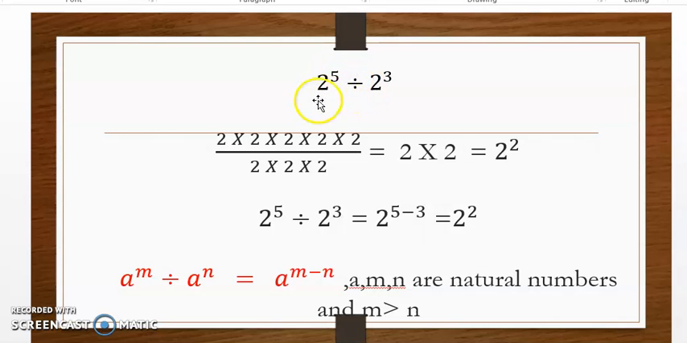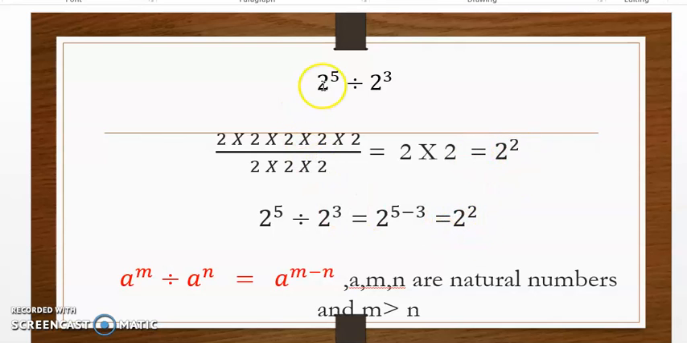So we have 2 to the power 5 divided by 2 to the power 3. So 2 to the power 5 is 2 into 2 five times and 2 to the power 3 is this. So out of this we can cancel three 2s, leaving the first two and cancelling the last 2s. So all that remains is 2 into 2, which is 2 square. Also, 2 to the power 5 divided by 2 to the power 3 is 2 to the power 5 minus 3, which is 2 to the power 2.